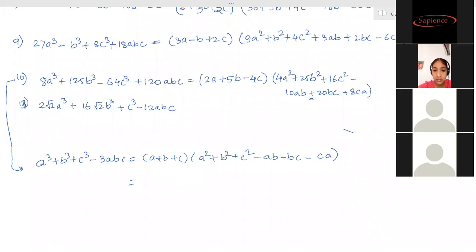Where are you looking? In the book, no. No, ma'am, I'm looking in the book. Where is the book? It's beside me. I'm looking from the RS Agarwal book. Are those the answers you are telling me? No, ma'am. Sorry, ma'am.